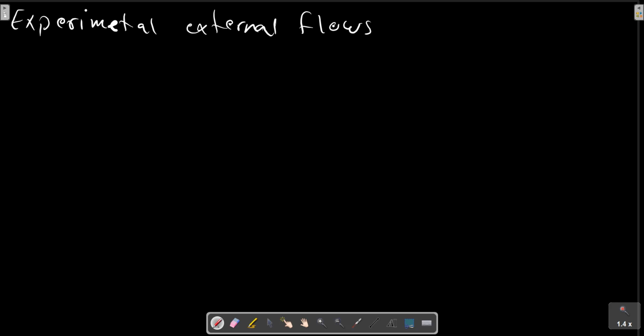Literally, thousands of papers in the literature report experimental data on specific external viscous flows. This section gives a brief description of the following external flow problems. Category 1 is drag of 2 and 3-dimensional bodies.